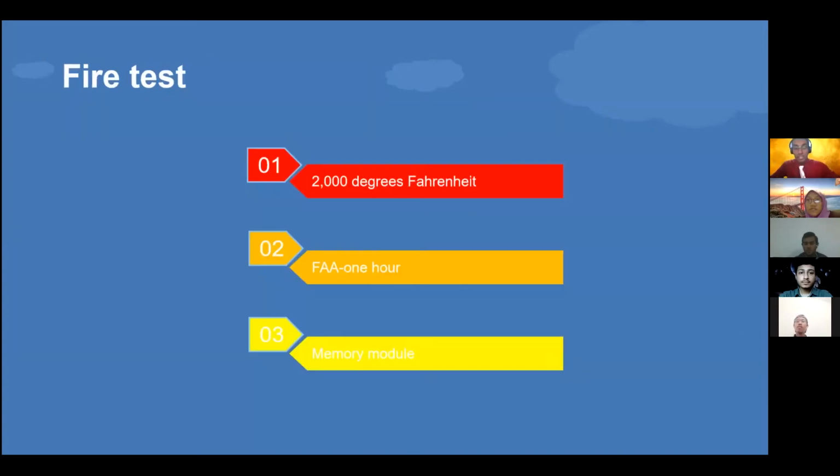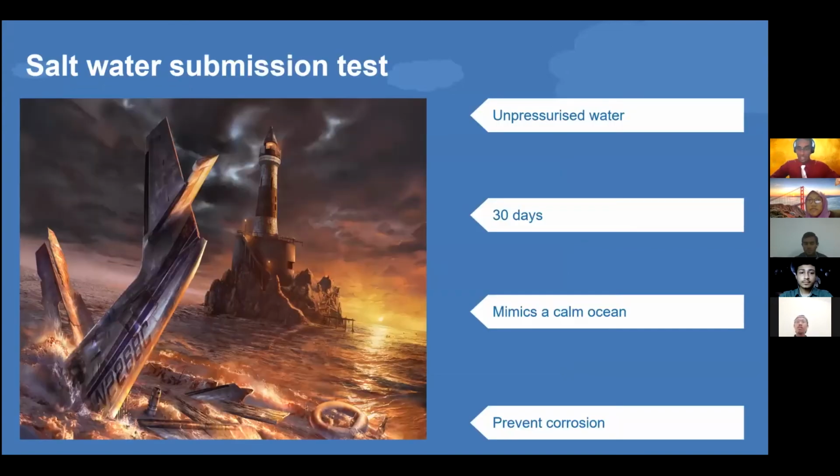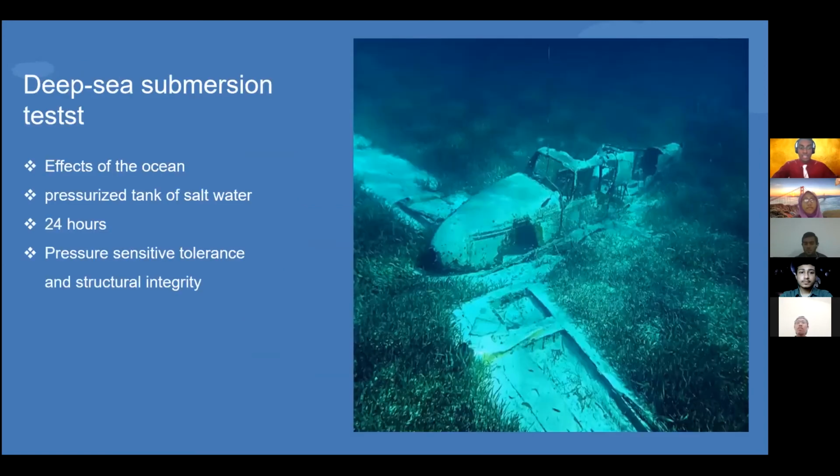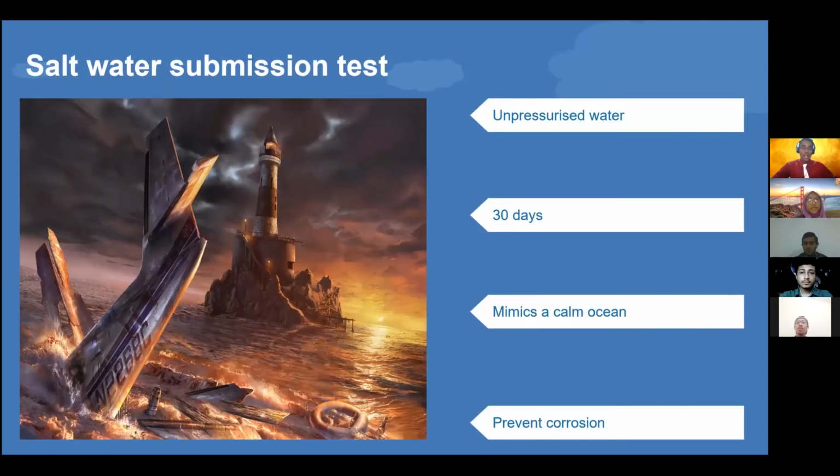So yeah, the fire test is carried out for 1 hour. After that is the salt water submersion test. This is done by placing the black box into unpressurized water for 30 days, and this again tries to mimic the calm ocean, and its main reason is to prevent corrosion. But as you can see, this varies from the deep sea submersion test, which is only carried out for 1 day. In the saltwater submersion test, it's done for 30 days, and it's unpressurized here and pressurized in the deep sea submersion test.